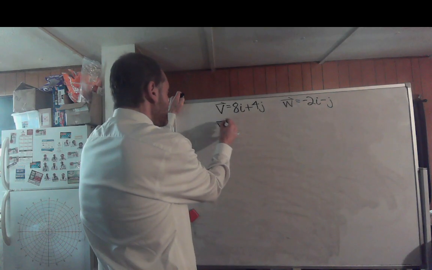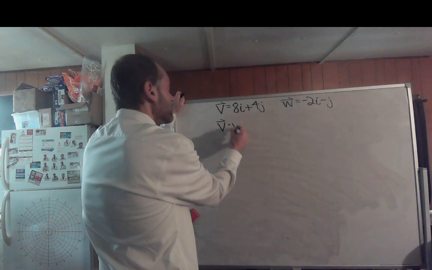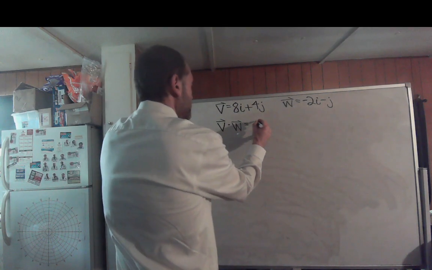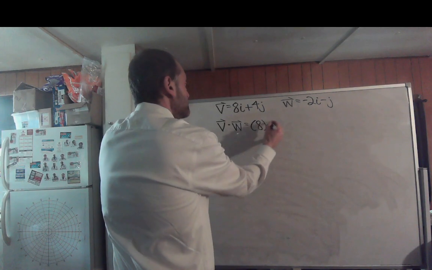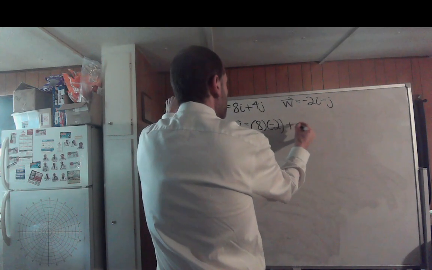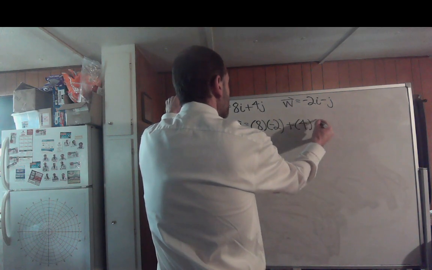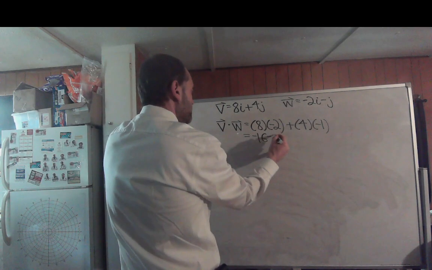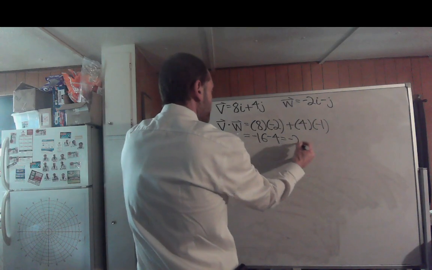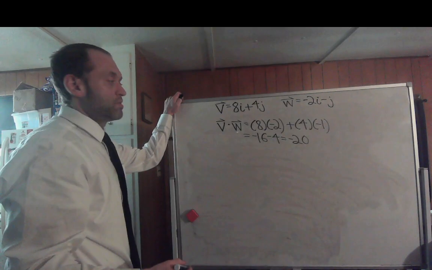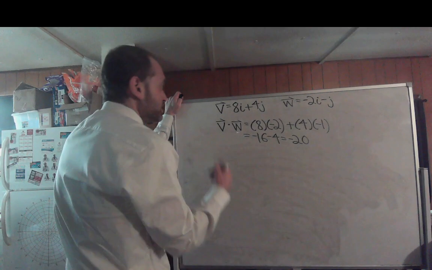So let's take the dot product. Well, that's going to end up being 8 times negative 2 plus 4 times negative 1, which would give you negative 16 minus 4, giving you a dot product of negative 20. They're clearly not orthogonal. What about parallel?